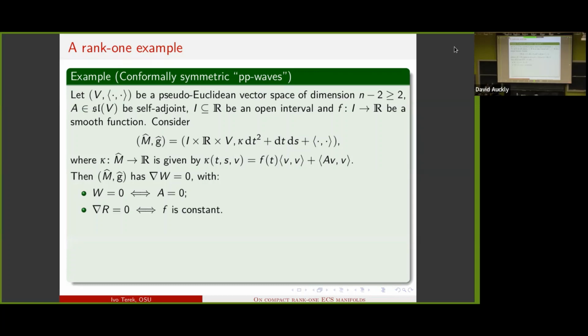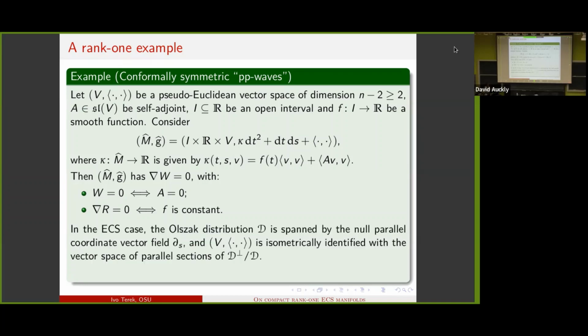And we know that this thing here is going to be locally symmetric if and only if your function f is constant. So provided you avoid those two cases, you have an honest ECS example. Now, that new parallel distribution is actually spanned by the coordinate vector field partial over partial S. And the geometric significance of this vector space is that it gets isometrically identified with the space of all parallel sections of D perp mod D.